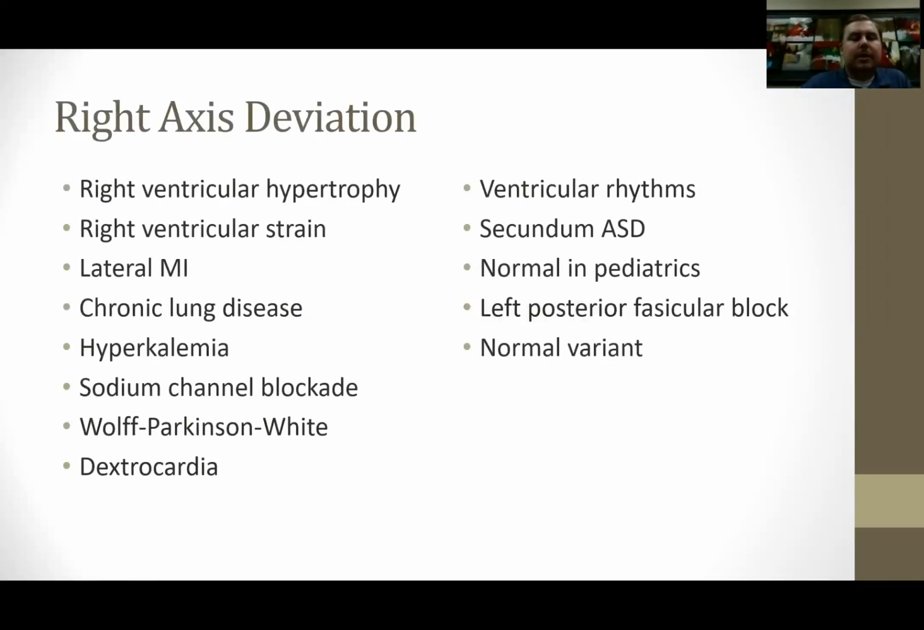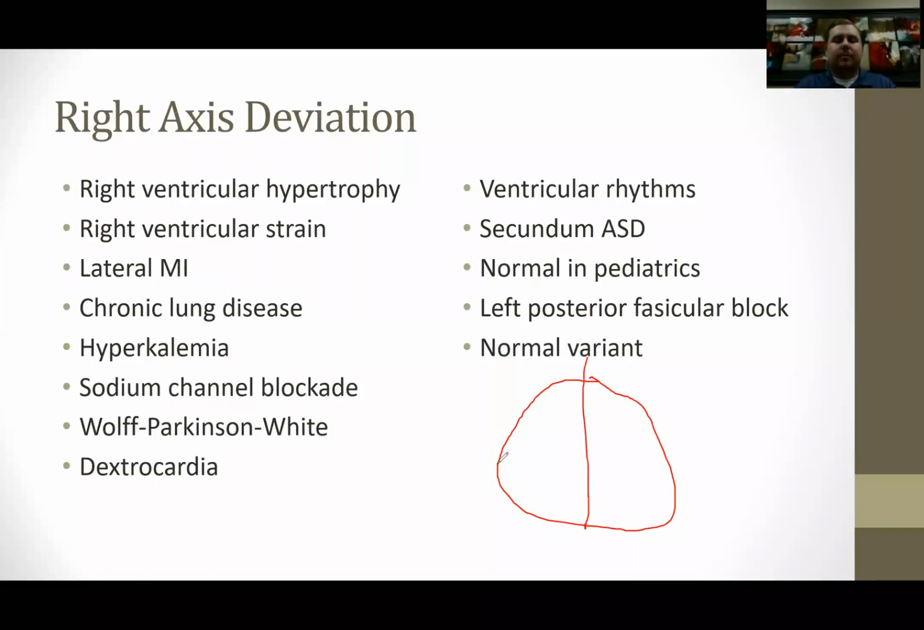So we'll talk about the different types of deviation. The differential for right axis deviation is right here. It has several different things that could cause right axis deviation. And remember, right axis deviation is going to be anything in this bottom left quadrant. So that's from 90 to 180. So right here.